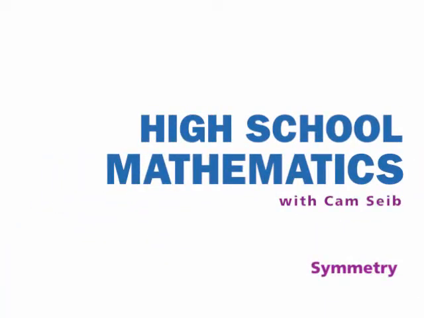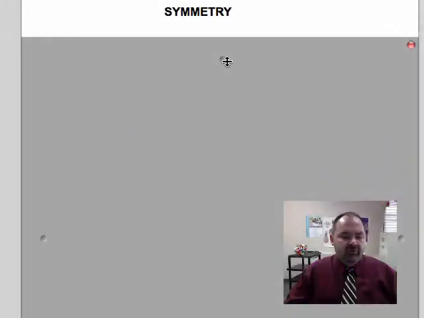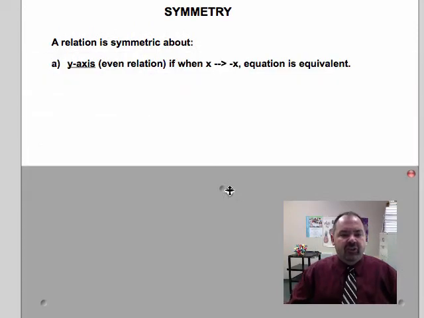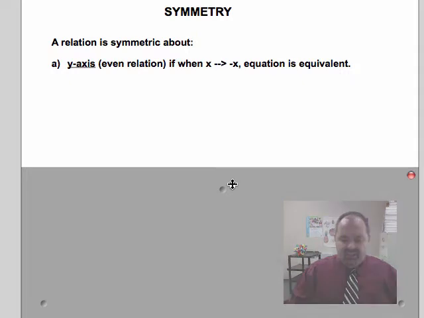Alright, I want to look at symmetry right now. And remember, symmetry just means you take a graph, and if you do something to it, you reflect it or rotate it, the graph matches itself after you do that. That's what we mean by symmetry. And we're going to talk about three types of symmetry. First one being if you do a reflection of a graph across the y-axis and it matches itself.